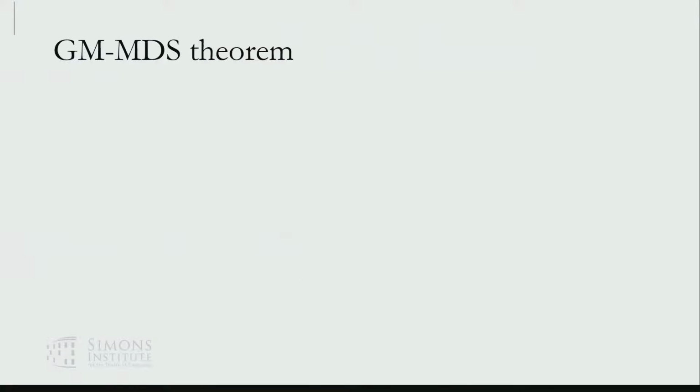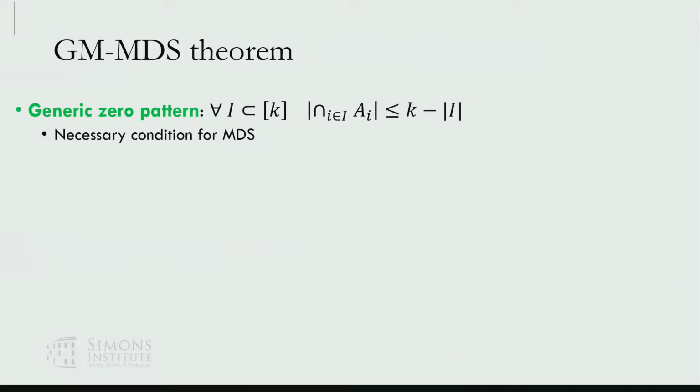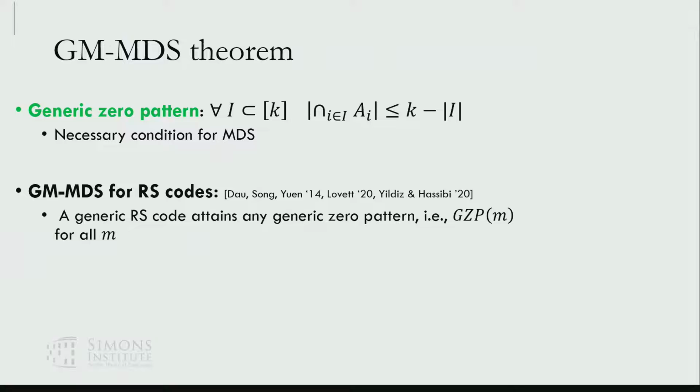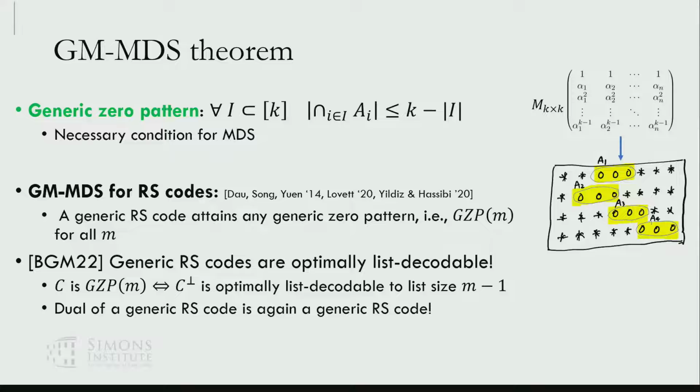The main thing is the GM-MDS theorem, which says that Reed-Solomon codes attain all generic zero patterns. This was first conjectured by Dau, Song and Yuen, and proved by Lovett and Yildiz and Hassibi. And now it is an immediate application: we get that Reed-Solomon codes are optimally list decodable, because we proved that ZZP is the same as higher order MDS, which is the same as optimal list decodability.